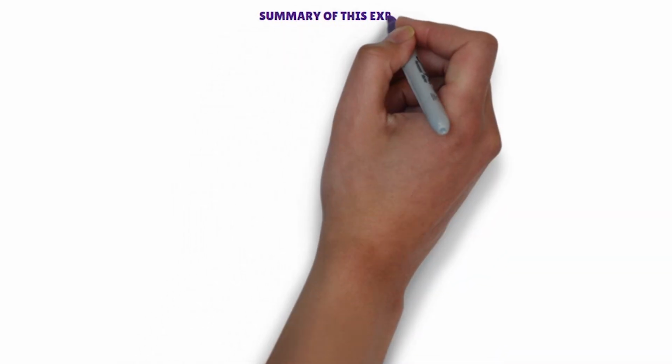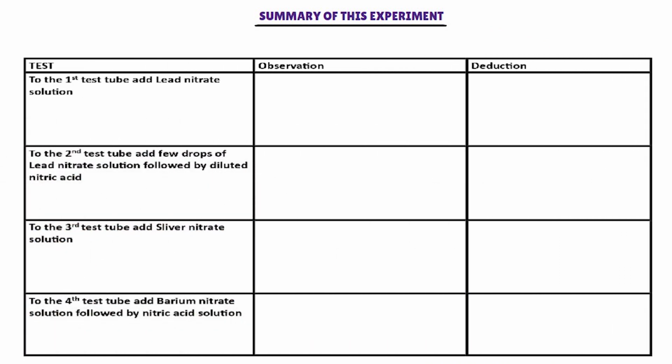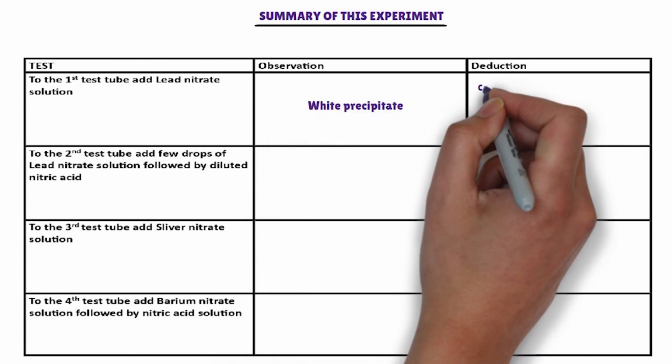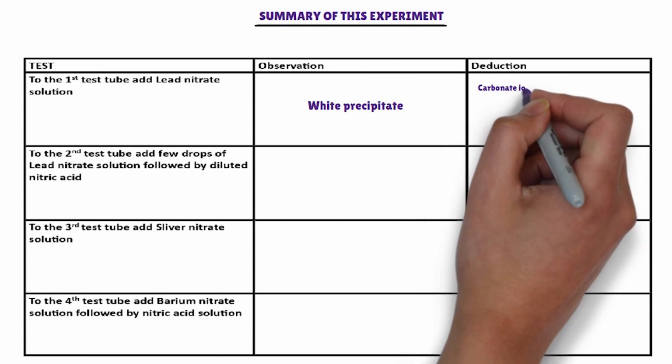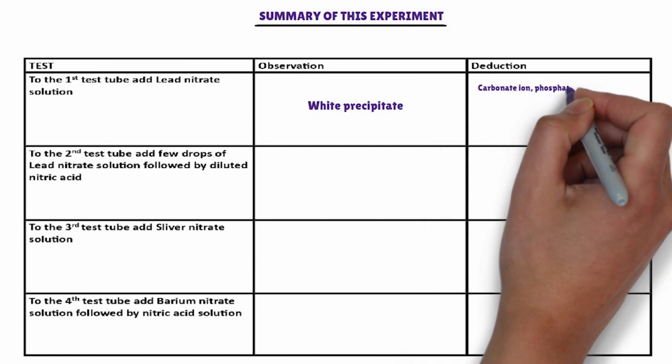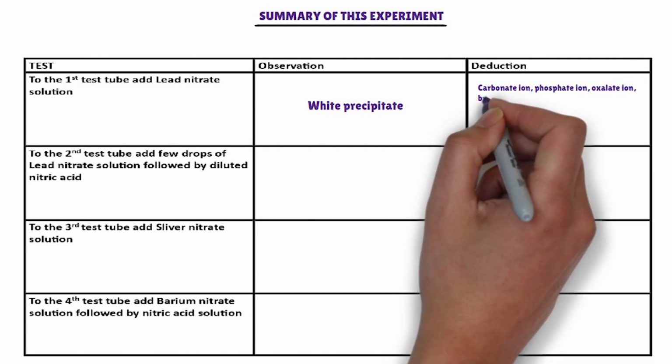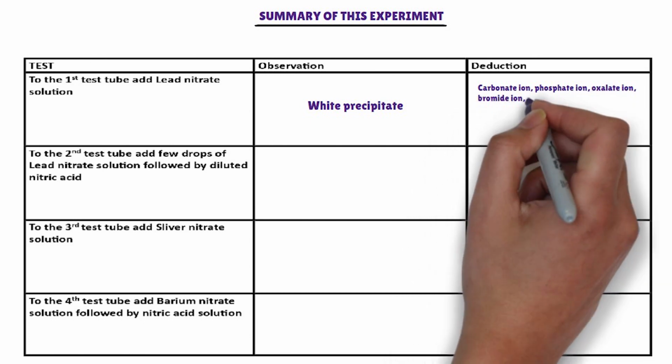Summary of this experiment. In first test tube, lead nitrate solution is added. The anions that form white precipitate with lead nitrate solution are carbonate ion, phosphate ion, oxalate ion, bromide ion, chloride ion, sulfate ion, sulfite ion, hypochlorite ion, also known as chlorate 1.